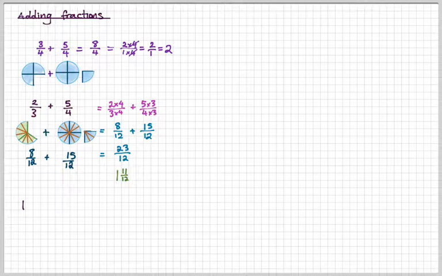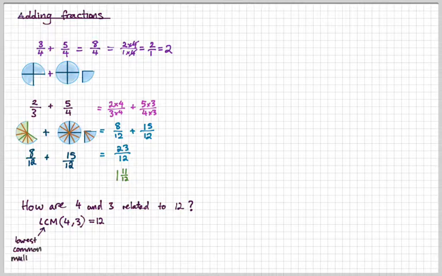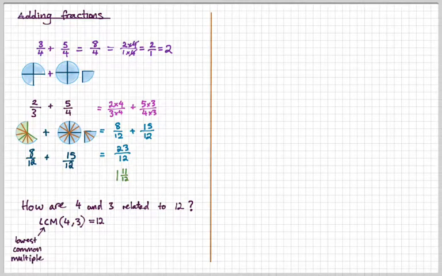So the question then is, how did I know to turn it into twelfths? Well, this is a new question. How are 4 and 3 related to 12? How did I know to turn the denominator into 12? Well, actually, the lowest common multiple of 4 and 3 is 12. This LCM means lowest common multiple. The lowest common multiple of 4 and 3 is 12. So that's how I knew to turn it into twelfths.